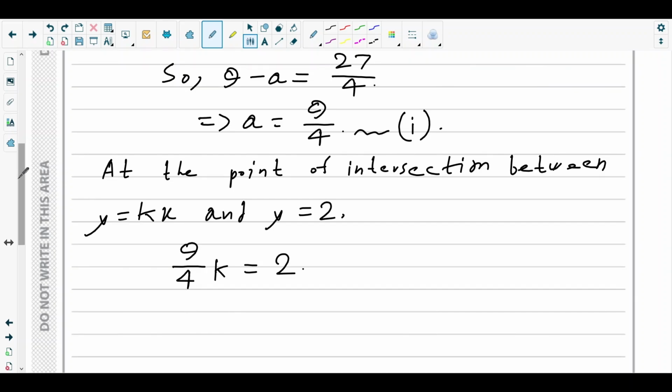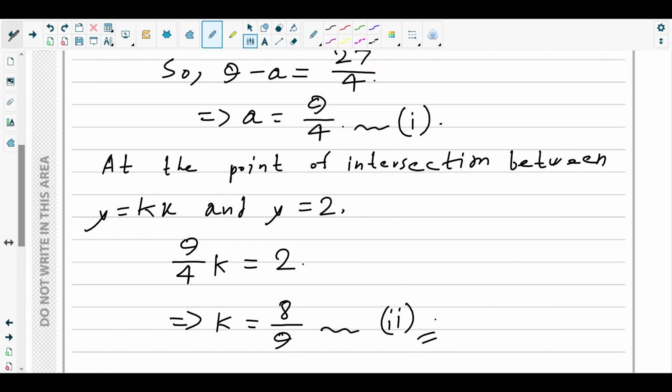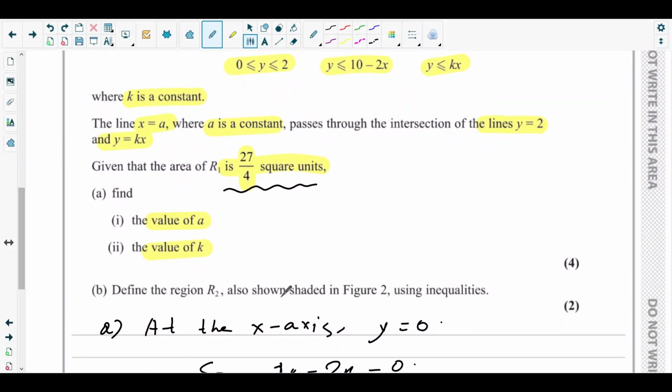The y coordinate is what? 2. So k equals what? k equals 8 over 9. That's the answer for part 2. That's it. So we got the value for a, it is 9 over 4, and the value for k, it is 8 over 9. That's what part A has asked for.